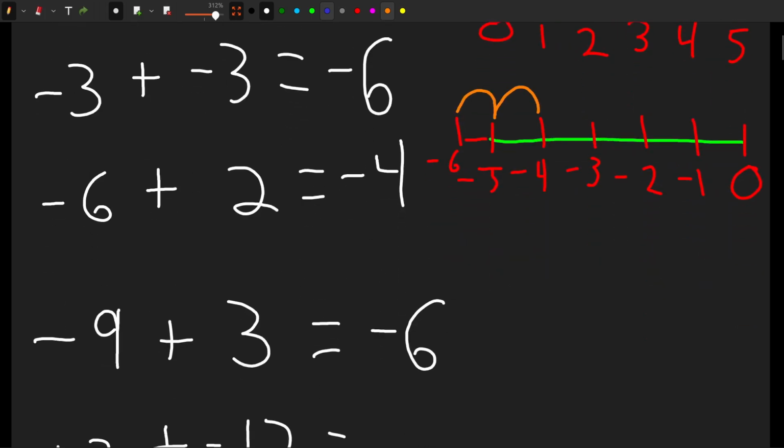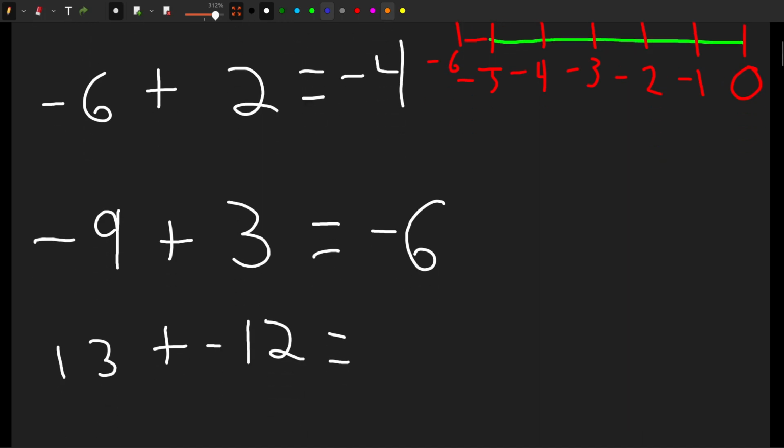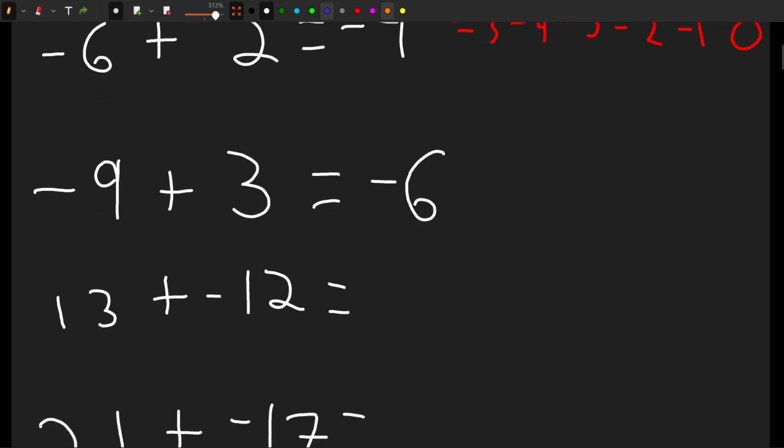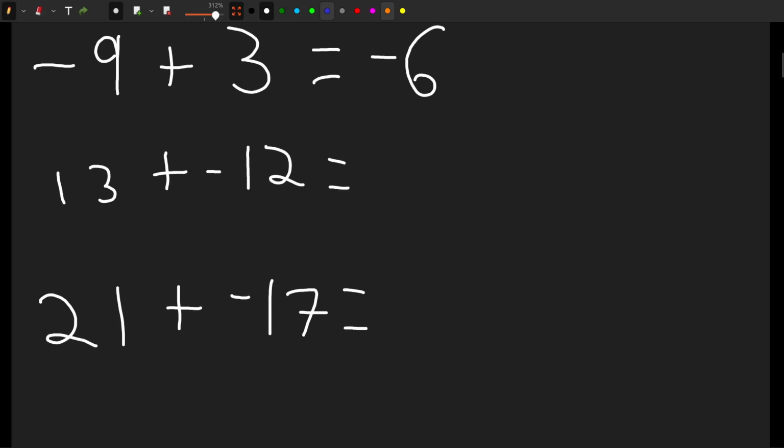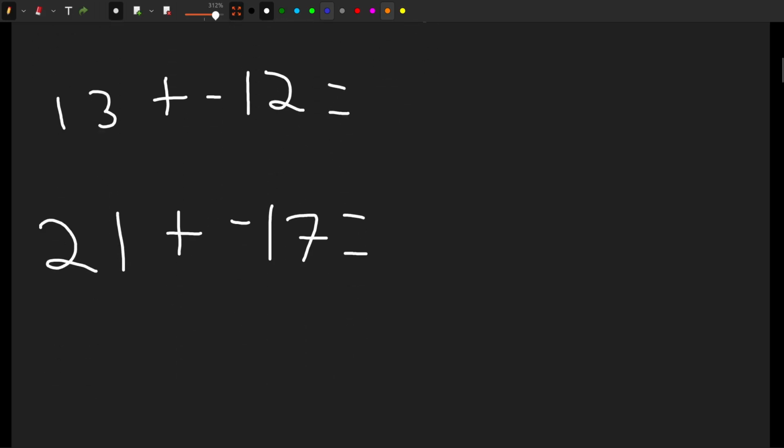So eventually we will have to get off using the number line, and this will just become second nature to us. But if you want to write out the number line, you can. You can go out negative 9 spots and then go plus 3, and you'll get negative 6. The next problem is 13 plus negative 12.